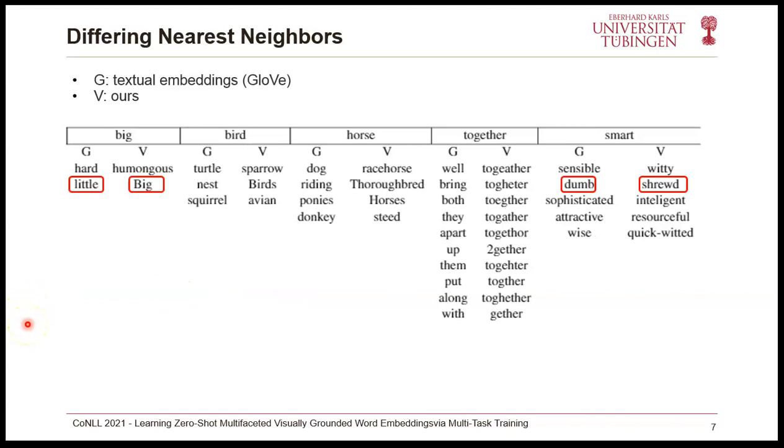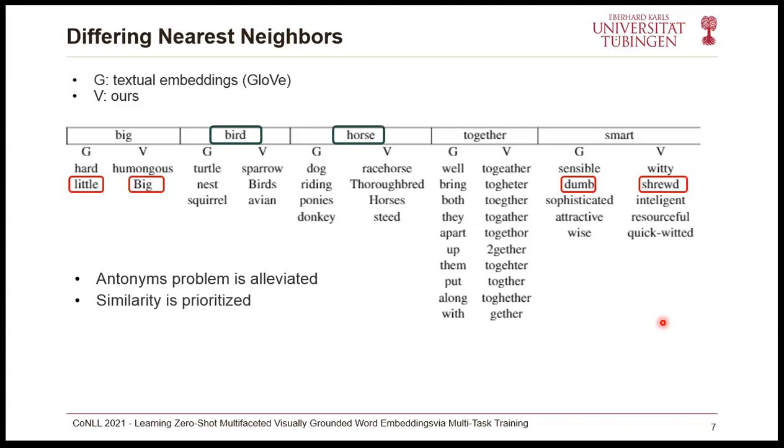Looking at the nearest neighbors also reveals interesting properties. For example, here G means textual embedding from GloVe, and V is our grounded version of GloVe. For the word big, you can see that GloVe brings little, an antonym of big, whereas ours brings Big with capital B and humongous. Same with the word smart. We have dumb in the same vicinity in the textual space. However, in the grounded space, we have more similar words. So the antonym problem is kind of alleviated here. And also similarity is prioritized.